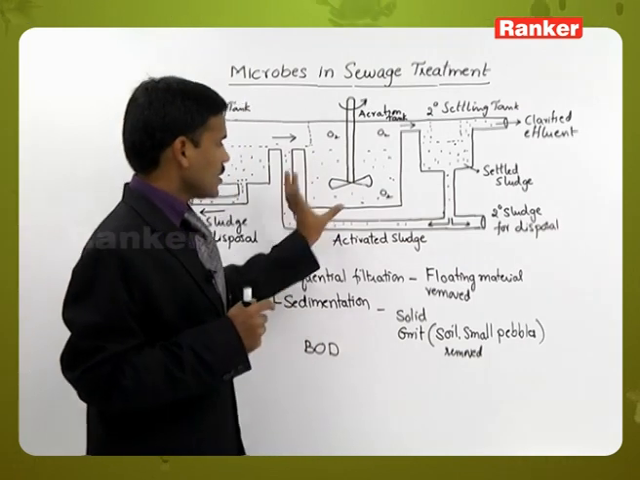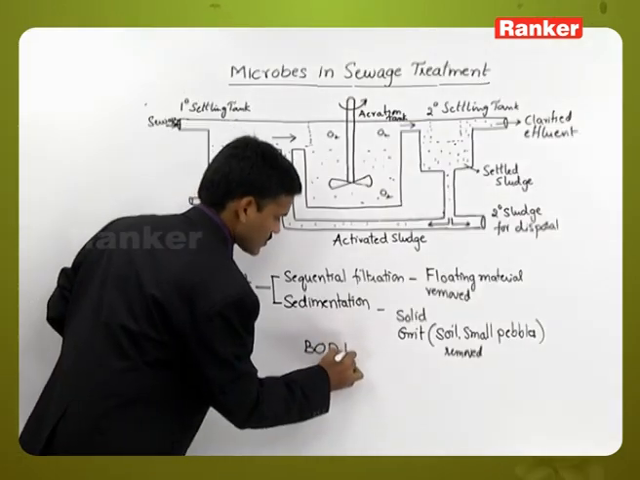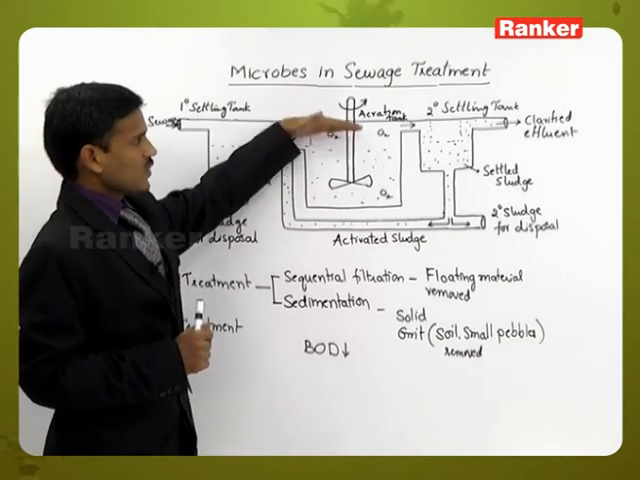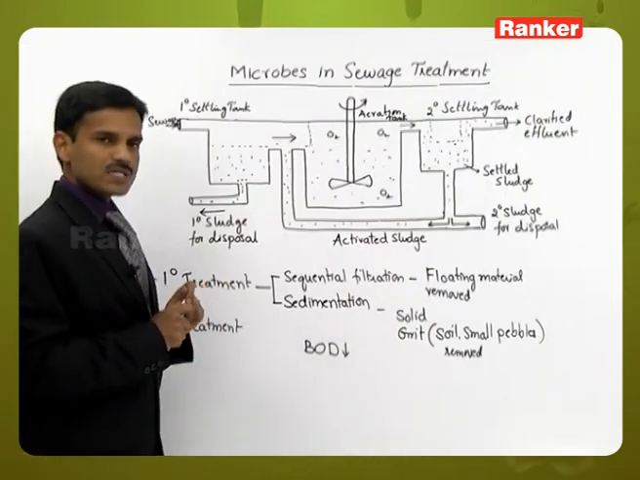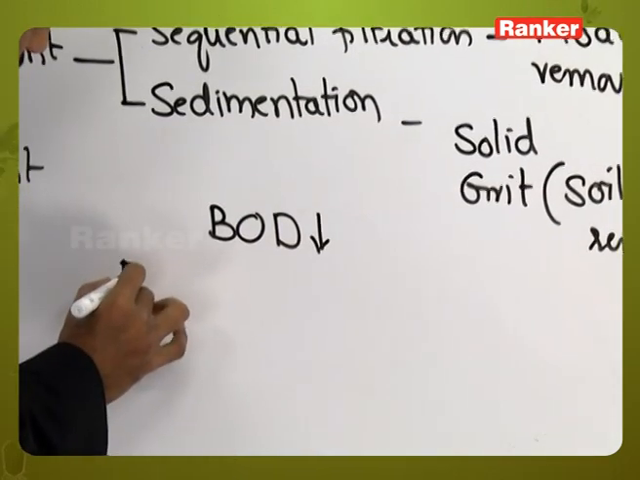So mainly the BOD is reduced in the aeration tank. Here, the effluent is in the aeration tank, and mainly bacterial growth is taking place.